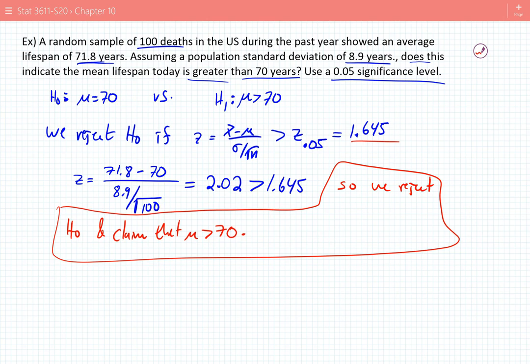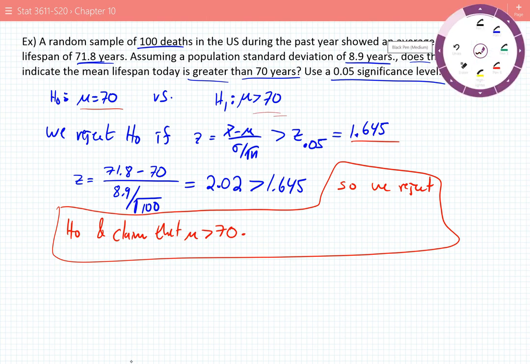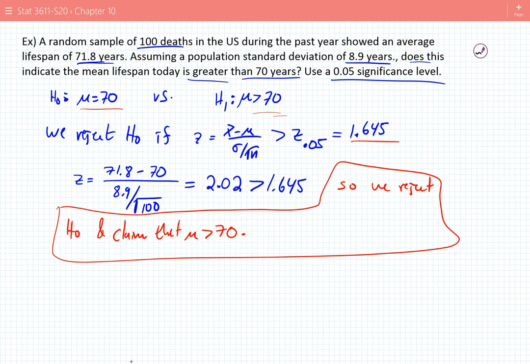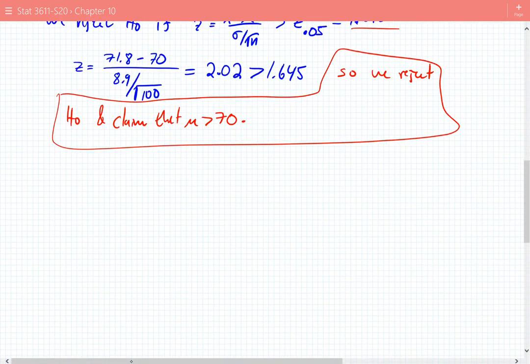It is so unlikely to get a z-value of 2.02. It is so unlikely to get that statistic, assuming the population mean was actually 70, there is a less than 5% chance that we would get this 2.02. It's still possible. It's in the realm of possibility, but it's very unlikely. And so we can confidently reject the null hypothesis and accept the alternative. All right? And that is our one-sided hypothesis test. Okay? I want to offer an alternative solution to this.